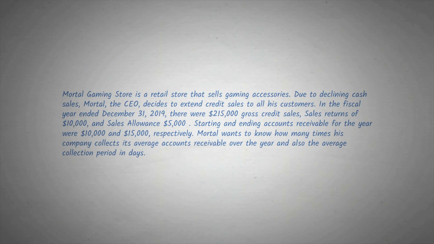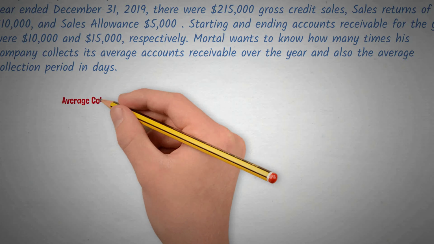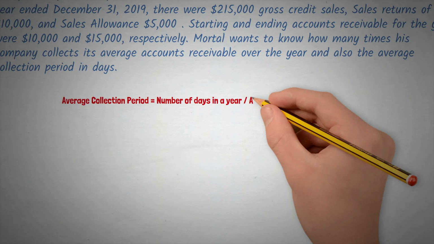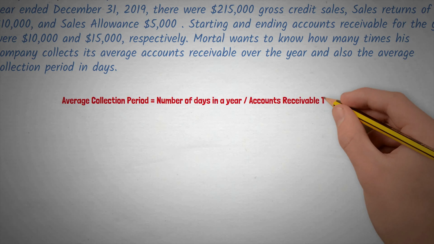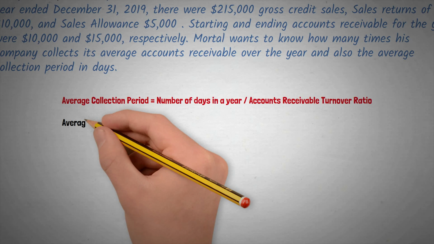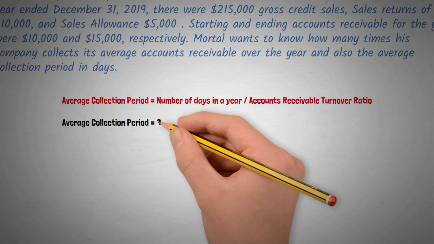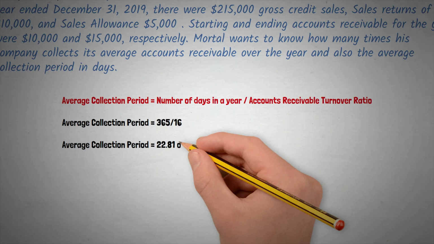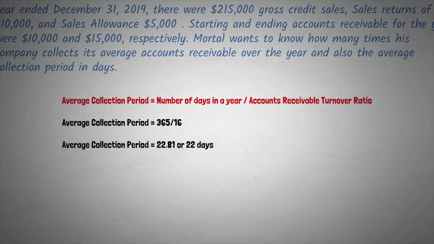Now finally, we are going to compute the average collection period in days. We do that by dividing the number of days in a year by accounts receivable turnover ratio. So the number of days in a year is 365 and we are going to divide that by 16. So our average collection period would come to 22.81 or 22 days. We cannot keep 22.81, that is in decimals, so 22 days.